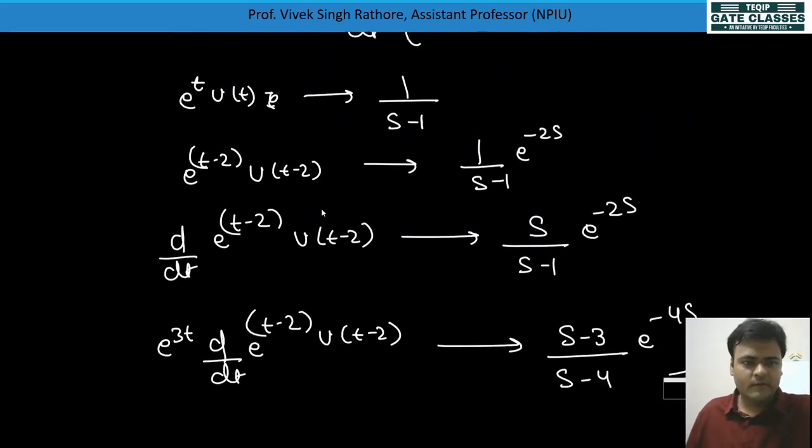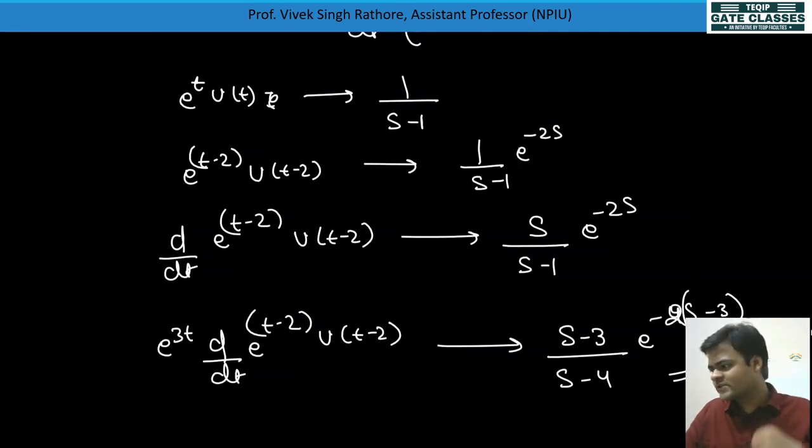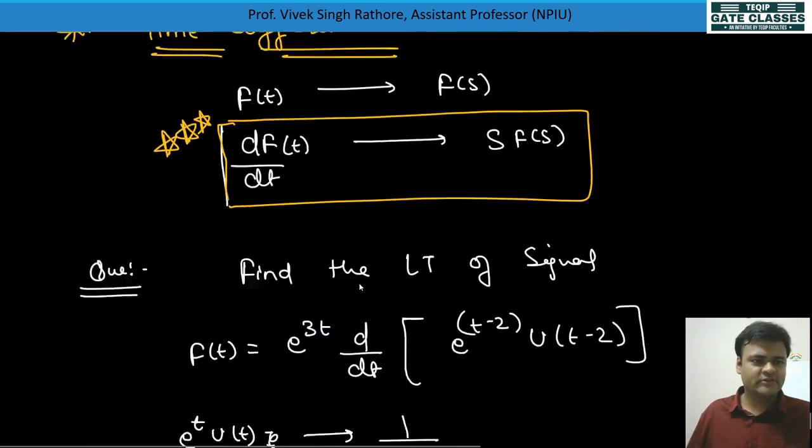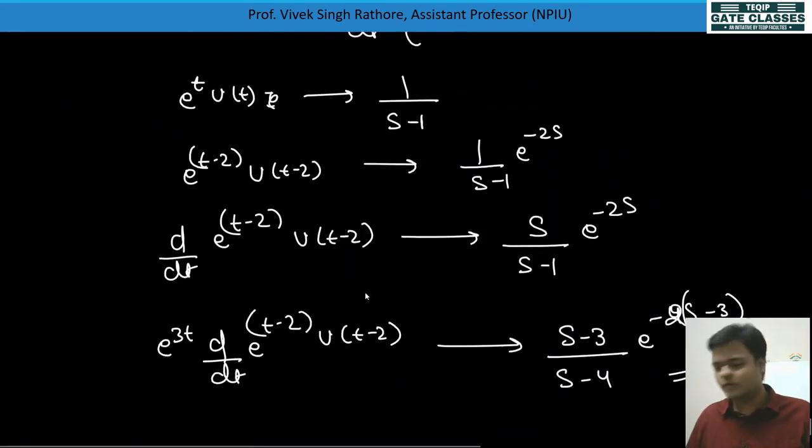Okay, no, e to the power minus 4s will not come. What will come? e to the power minus 2 and s minus 3 will come. So e to the power minus 2s plus 6 will come. So this is the final answer for your question. Very easy to calculate. So you can understand how we can apply the time differentiation property to questions.